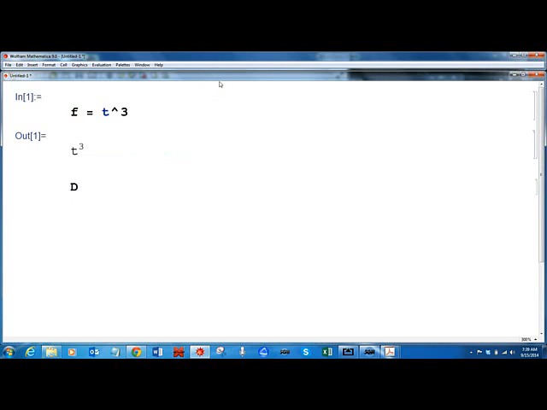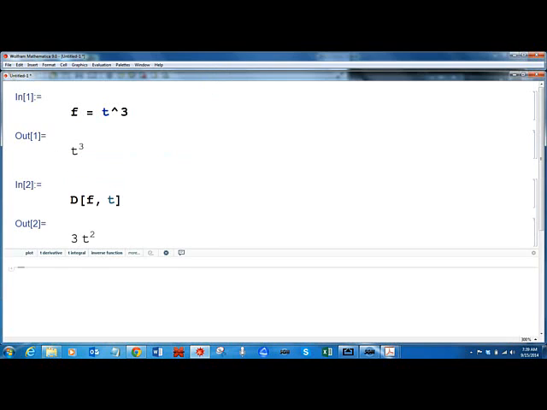You say capital D. You can actually spell out Derivative, but capital D it takes. There are very few things it'll have shortcuts for, but that's one of them. I want the derivative of the function with respect to t, and sure enough, you're right, 3t squared.